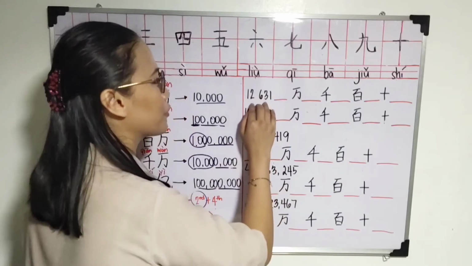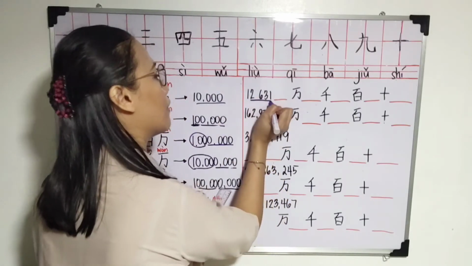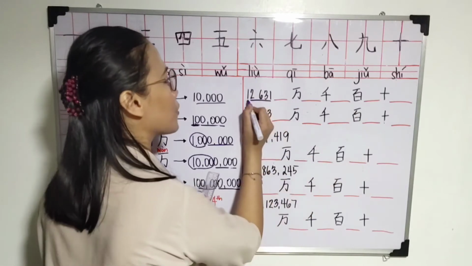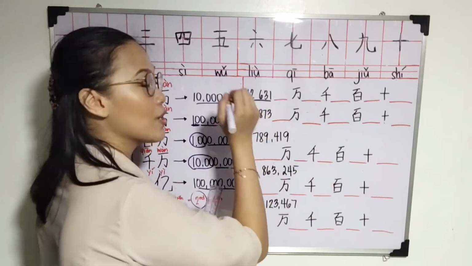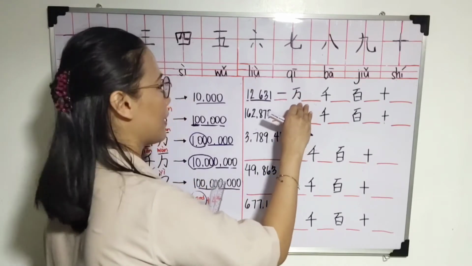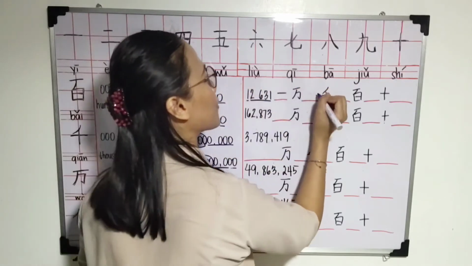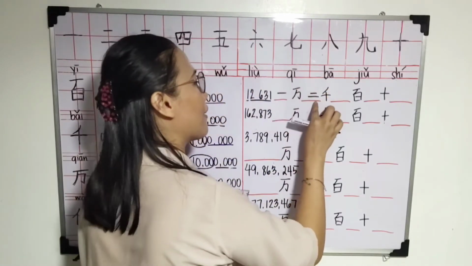So, let's start from the first one. So, this one is 4 zeros back. So, this one is in the 10,000 place. So, what's 1? E. So, E1. Okay? Next, the 1,000 place. So, 2,000, E1, 2,000.